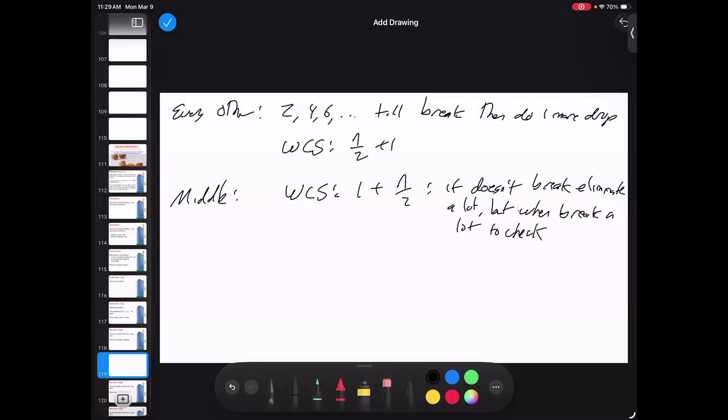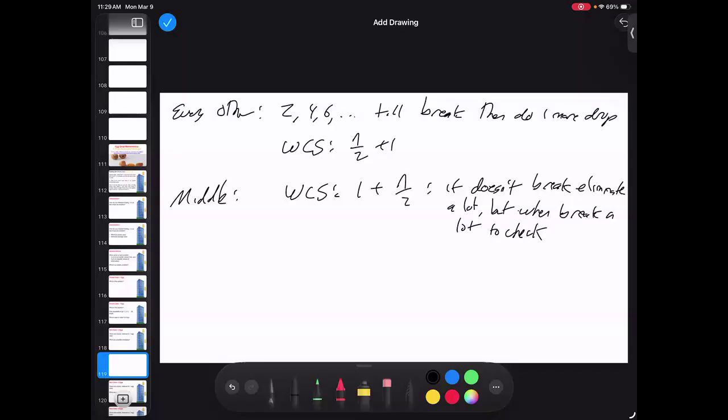Your strategies are basically opposites of each other. One of them is, once it breaks, I've really localized it. But it could be a long time before it breaks. The other one is, the longer it goes before it breaks, the more I eliminate, and I can eliminate a lot. But once it breaks, I could get really stuck.